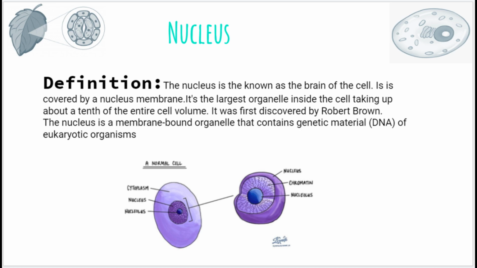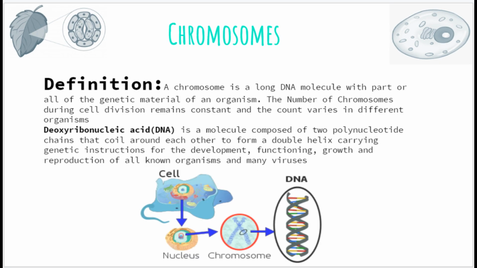This chromatin material divides into smaller pieces during cell division and they are called chromosomes. When they are in normal condition, they are called chromatin material, and when they divide, they are called chromosomes. Basically, in an organism, the number of chromosomes during cell division is constant and it may vary from organism to organism.